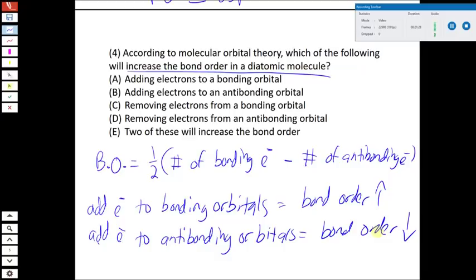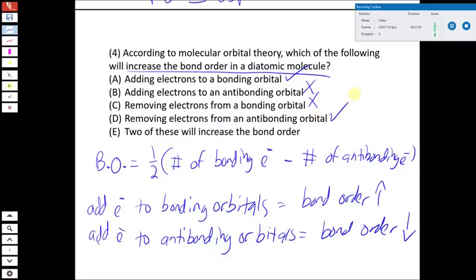Okay, so the four answer choices, we see that adding electrons to a bonding orbital will increase the bond order. Adding electrons to an antibonding orbital, as we saw mathematically, is going to decrease it, so we don't want to pick that one. Removing electrons from a bonding orbital would decrease this term and make it smaller also, so we don't want to pick that one. But then removing electrons from an antibonding orbital will increase the bond order by decreasing the second term here, so that would be another one we would choose.